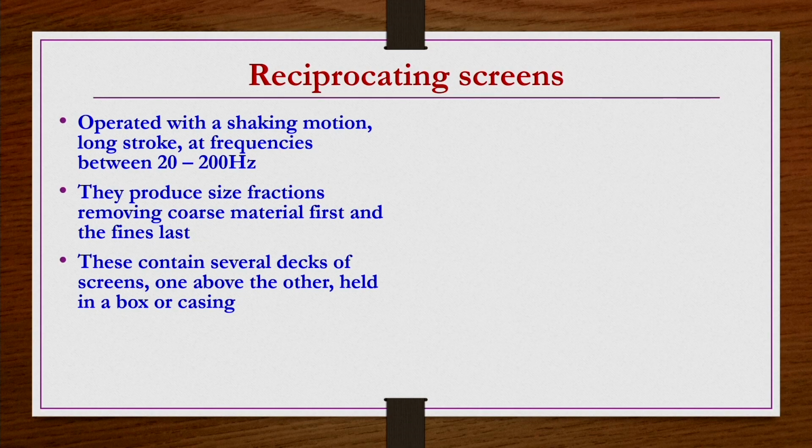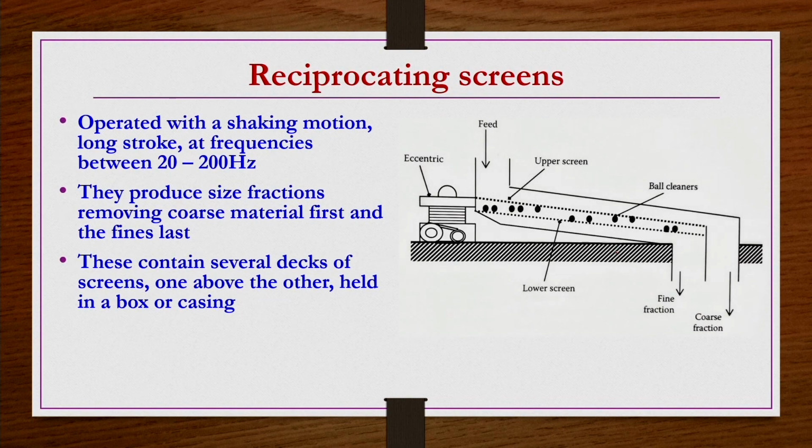They contain several decks of screens, one above the other, held in a box or casing as shown here. Let us say we have a box or casing here. So, there are several screens. Only two screens have been shown here, the upper screen and lower screen, but there are several screens one onto the other, in such a way that the coarsest opening or the largest opening screen is at the top, and then the finest opening screen at the bottom. So, in that sequential manner they are arranged.